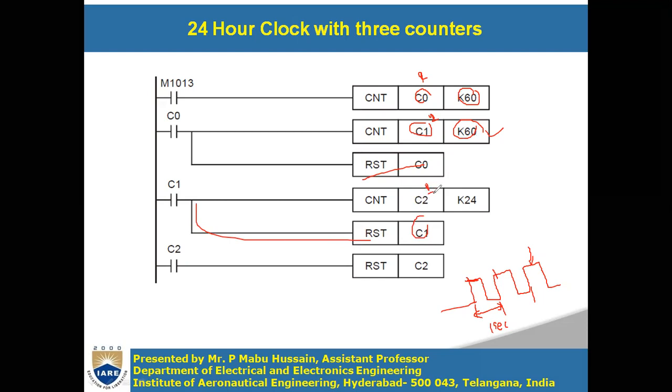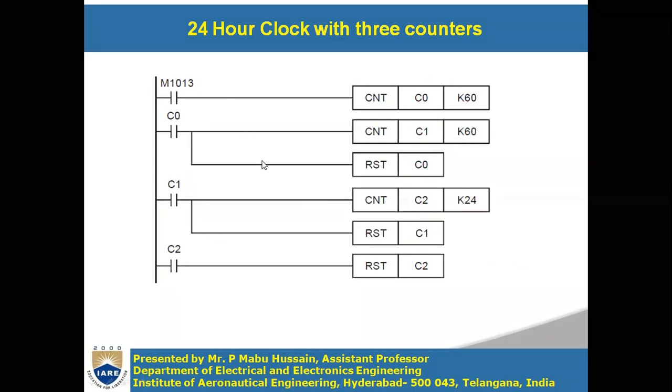Okay. So that hours counter will increment its value up to 24. Whenever 24 is reached, C2 will be energized. That C2 value will reset the counter C2. So whenever 24 is reached, the counter has to come back to 0, like that, 0 to 24. Okay, this is the 24-hour clock.